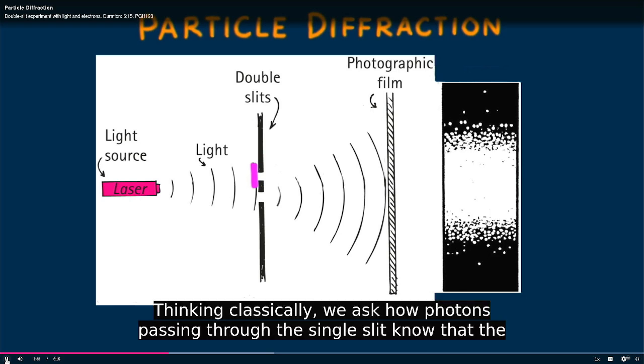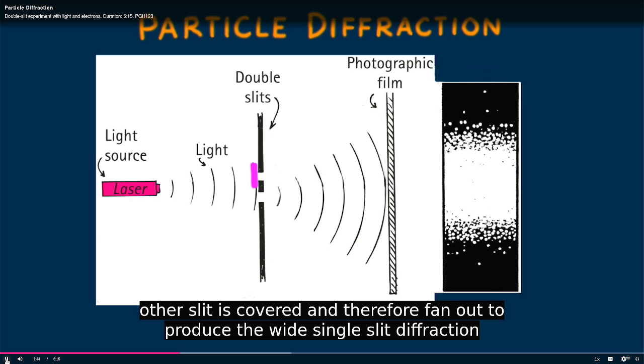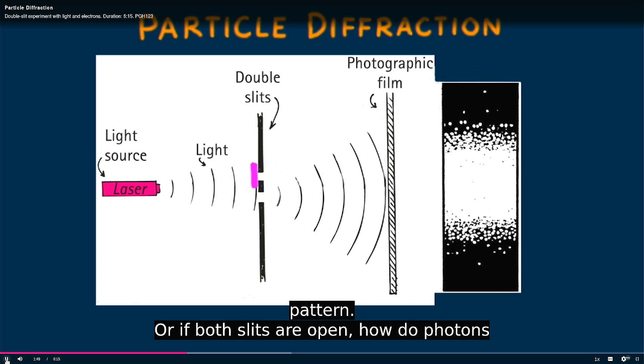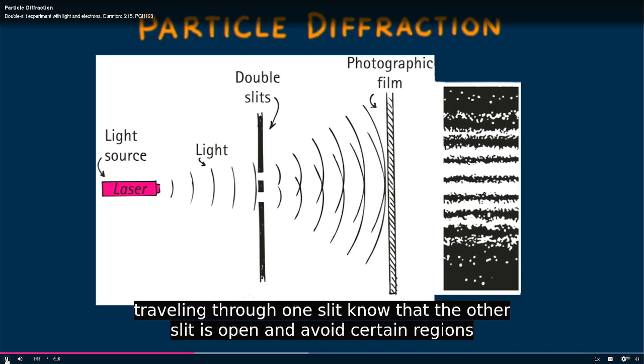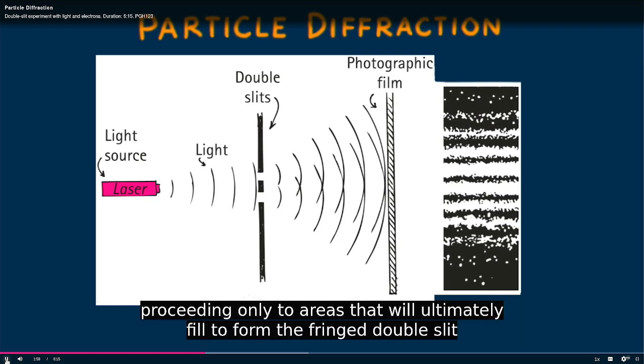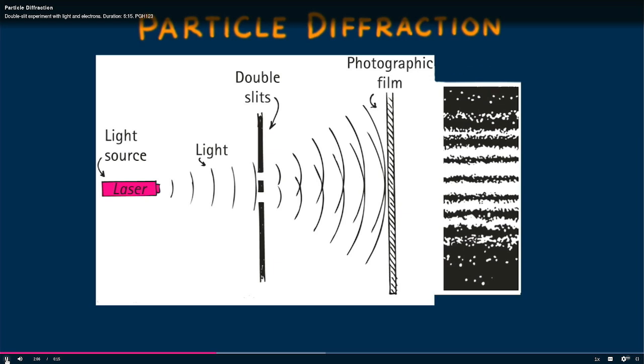Thinking classically, we ask how photons passing through the single slit know that the other slit is covered and therefore fan out to produce the wide single slit diffraction pattern. Or if both slits are open, how do photons traveling through one slit know that the other slit is open and avoid certain regions, proceeding only to areas that will ultimately fill to form the fringed double slit interference pattern?